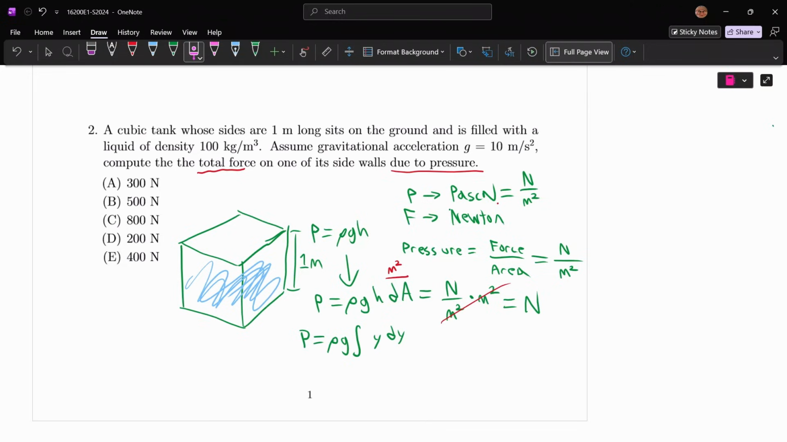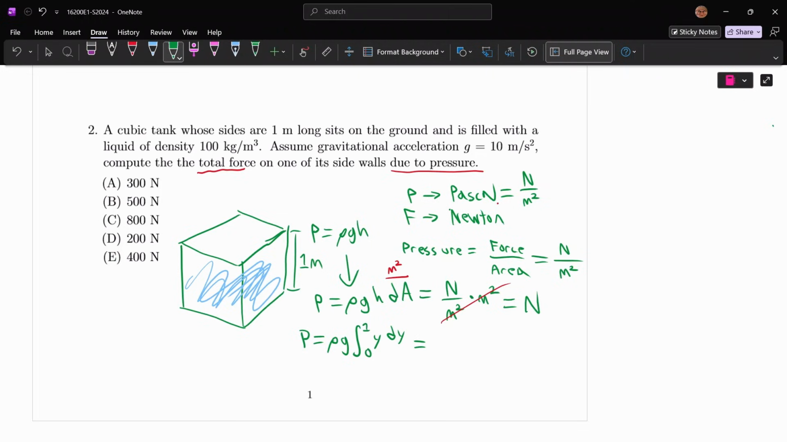Figuring out the boundaries from here is going to be pretty straightforward, because the lowest possible place that the height can be would be the bottom of the tank, and the highest possible height would be the top of the tank. And we know that the total height is 1 meter, so that would mean that the top of the tank would be 1 and the bottom of the tank would be 0. And so from here, all we have to do is plug in our given values for rho and g, and then simplify this entire thing, and we'll have an answer.